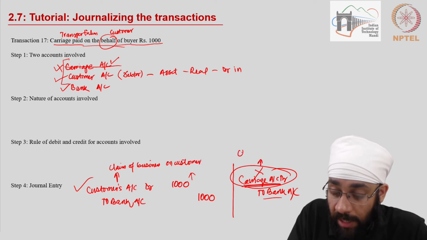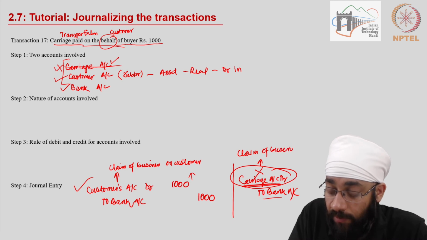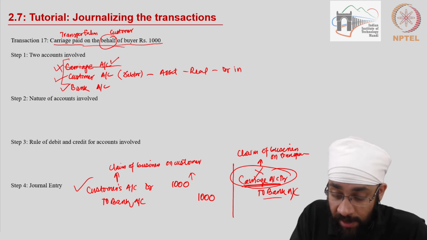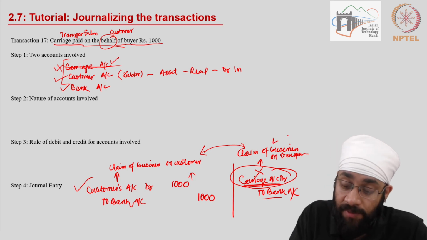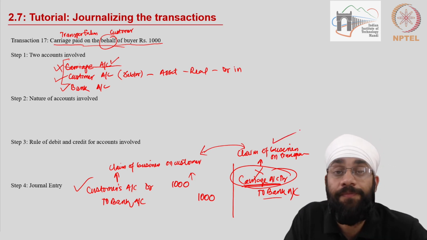This would have been a claim of business on the transportation service. We could use that service. So, we're just exchanging it. That's not the case. If this was a business expense, we would write this.